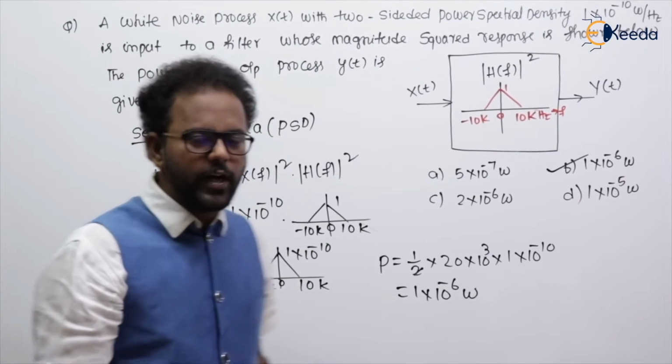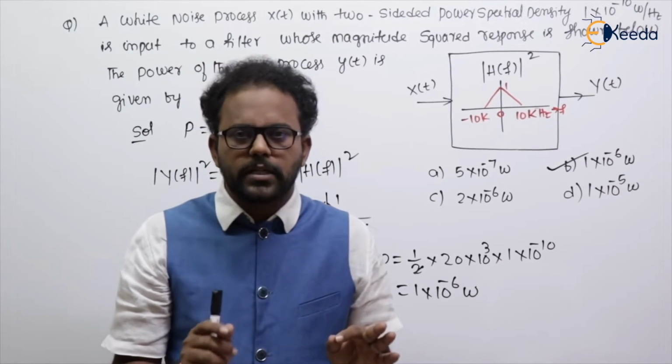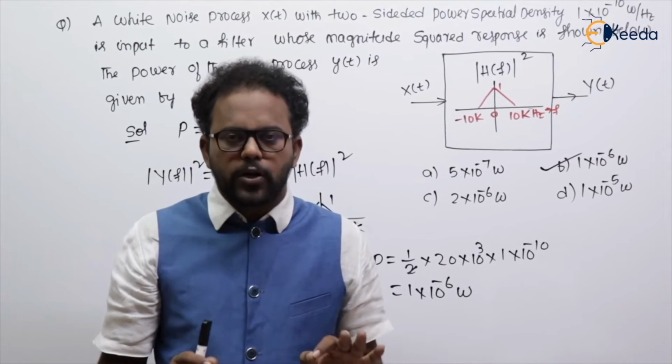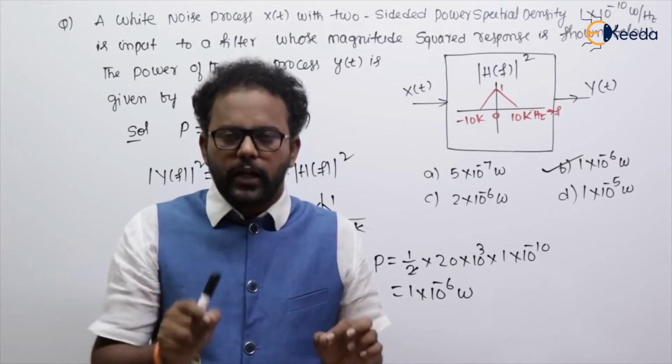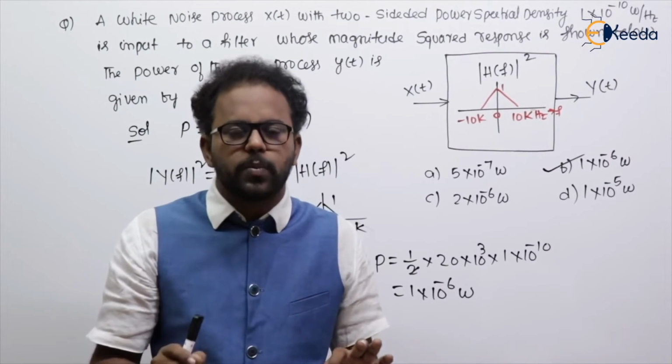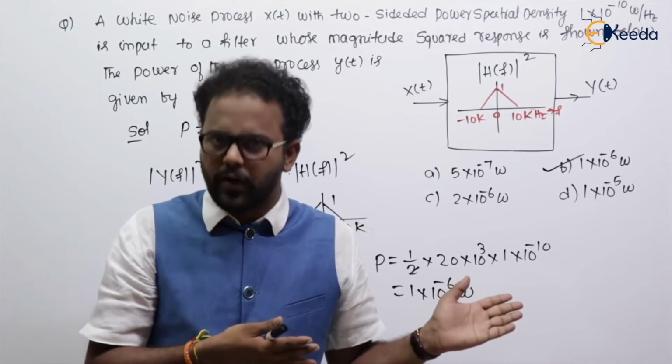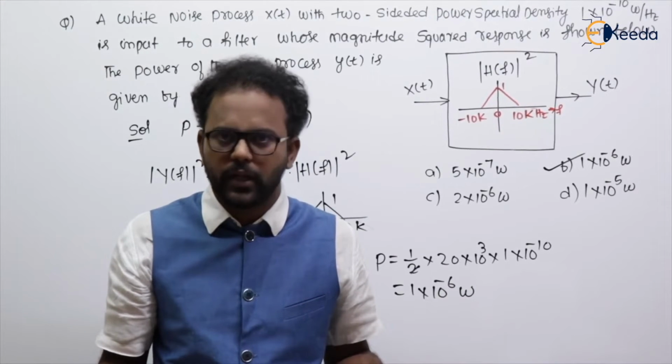Simple logic. The output power spectral density is always the input power spectral density into mod H of f whole square. What is H of f? It is the magnitude response of a system, or whatever the filter is. Any filter is a system. Clear?